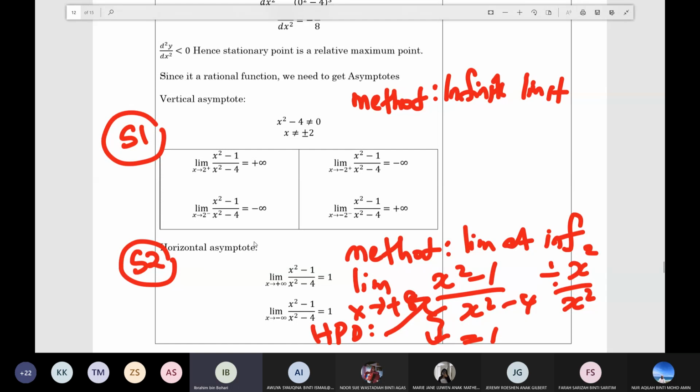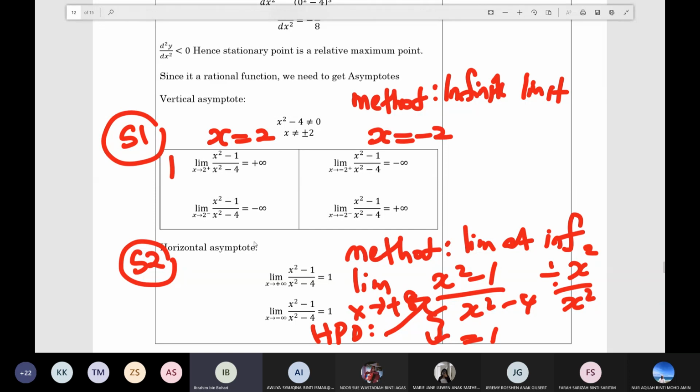Okay, first find the vertical asymptote of the rational function using the infinite limit method. So you let the denominator of the function, x squared minus 4, equal to 0, and the value of x here equals plus or minus 2, yeah? So the first value of x here is positive 2, and the second value here equals negative 2, yeah?